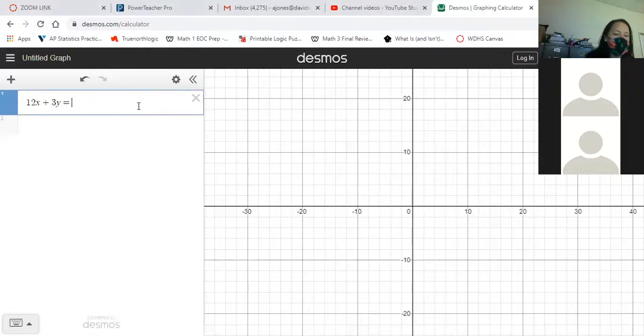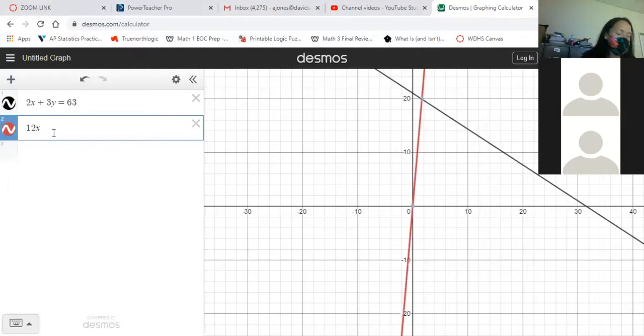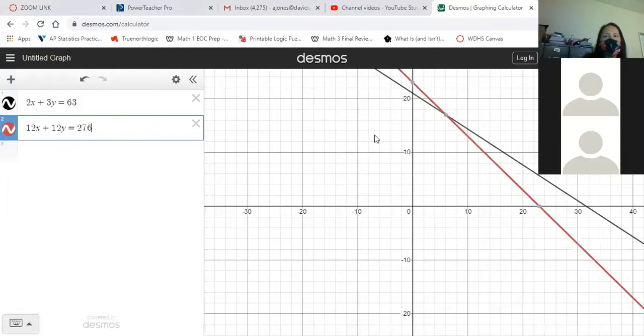I'm going to put my first one in, 2x plus 3c equals 63. Oh, sorry. Plus 3y. That's what happens when you put a c in. I did that right. 2x plus 3y equals 63. 12x plus 12c or 12y equals 276.